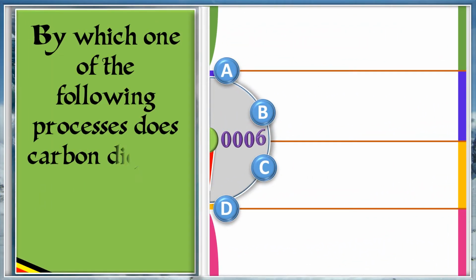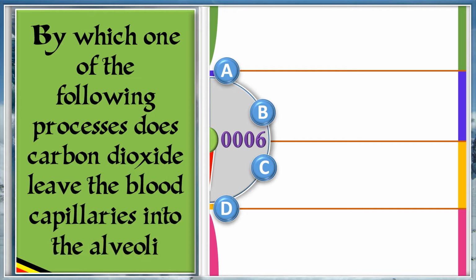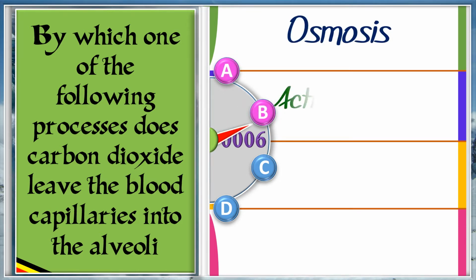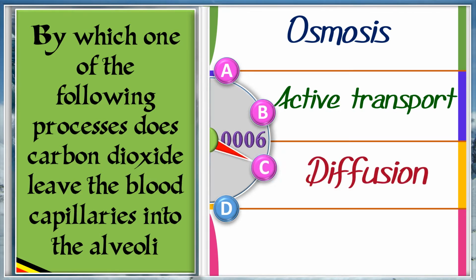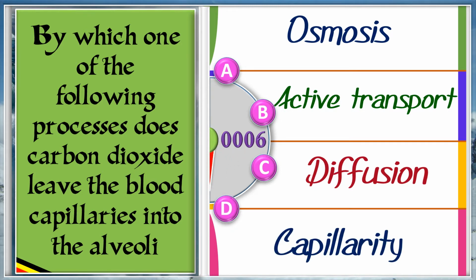By which one of the following processes does carbon dioxide leave the blood capillaries into the alveoli? A. Osmosis. B. Active transport. C. Diffusion. D. Capillarity. And the answer is C. Diffusion.